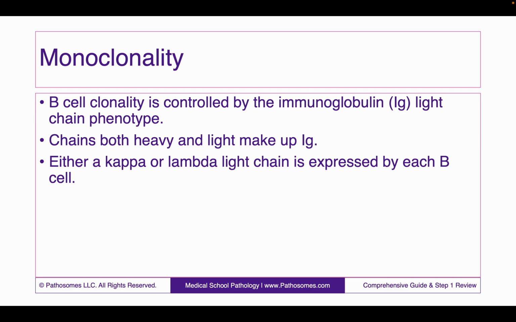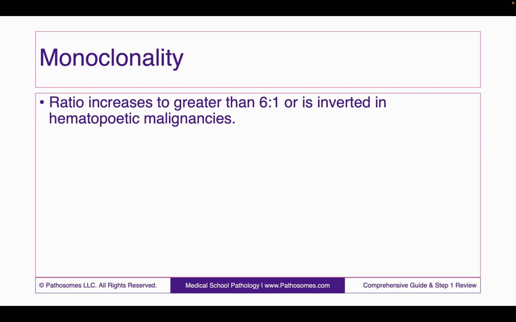B cell clonality is controlled by the immunoglobulin light chain phenotype. Chains, both heavy and light, make up this immunoglobulin. Either a kappa or lambda light chain is expressed by each B cell. A ratio of kappa to lambda light chains of 6:1, or an inversion of that, signifies a malignancy.